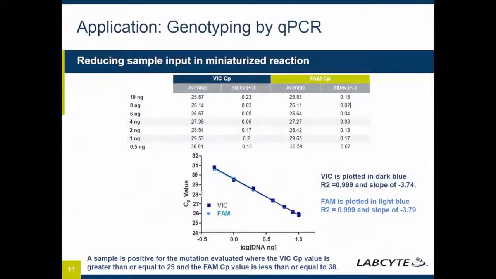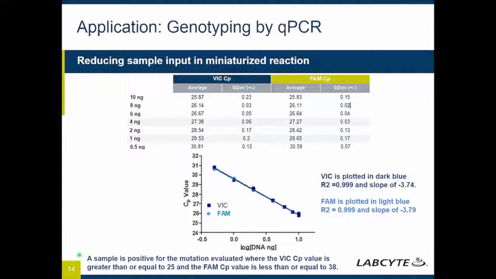This slide demonstrates the reduction in the sample input. Now, what I used in this particular experiment was control DNA for E545Q mutation. And what I've done is essentially reduce the amount of input that's going to be present in the 3 microliter reaction down from 10 nanograms to half a nanogram. And what we're doing is getting a readout on the LightCycler for the VIC channel as well as the FAM channel. Now, a sample is positive for the mutation evaluated where the VIC CP value is greater than or equal to 25, and the FAM CP value is less than or equal to 38.